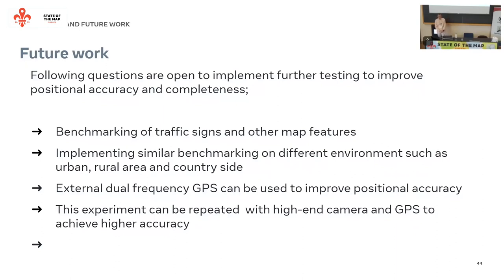Another potential improvement is how we can use external GPS antennas to improve our telemetry, and then process this external GPS data with our images to achieve better positional accuracy. Another potential future work is implementing a similar case study with high resolution mobile mapping cameras, as well as a better GPS antenna. But this will definitely affect the cost of data collection and data extraction. And that's pretty much all.